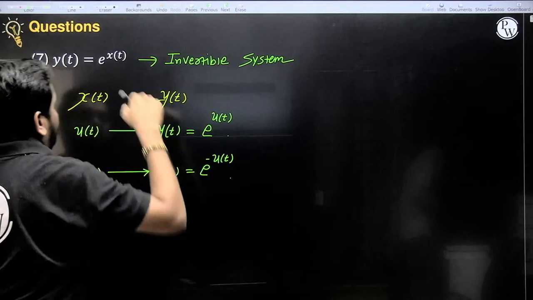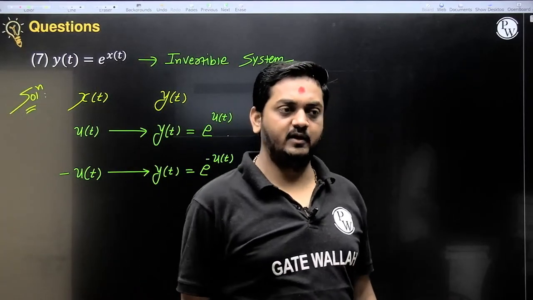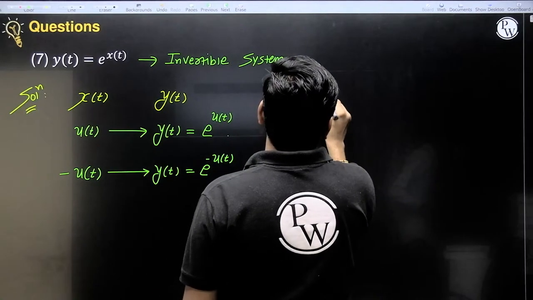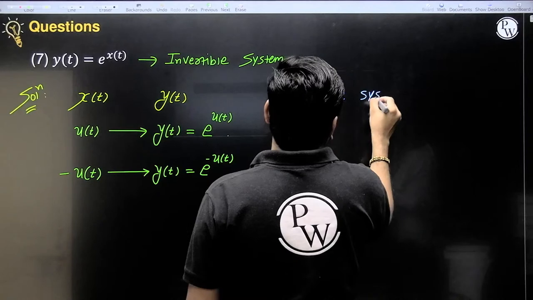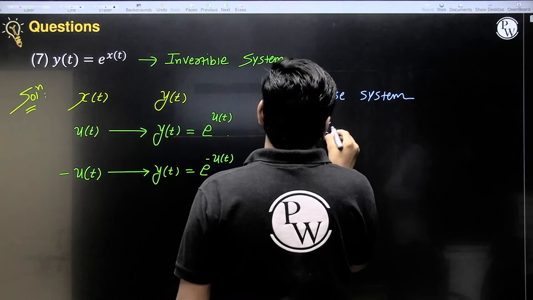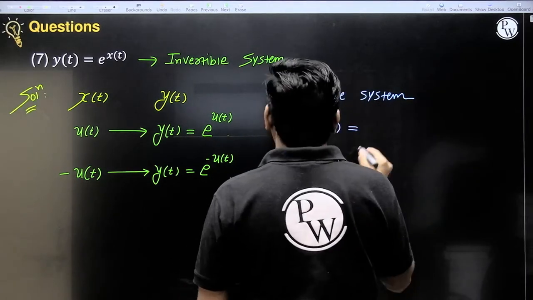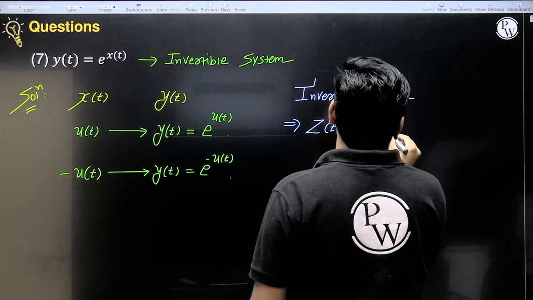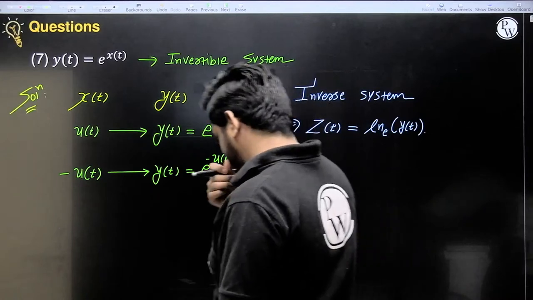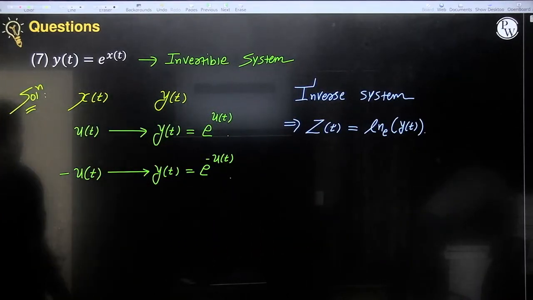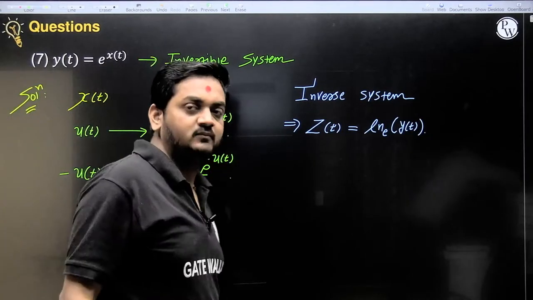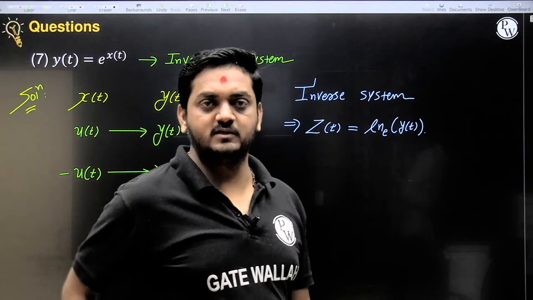And as this is an invertible system, it has an inverse system. What is its inverse system? So how to get x of t again? So ln. The inverse system is ln: z of t is ln of y of t. It's an inverse system, guys, for e power x of t, which is an invertible system. You can take del t, minus del t also, guys. Okay.